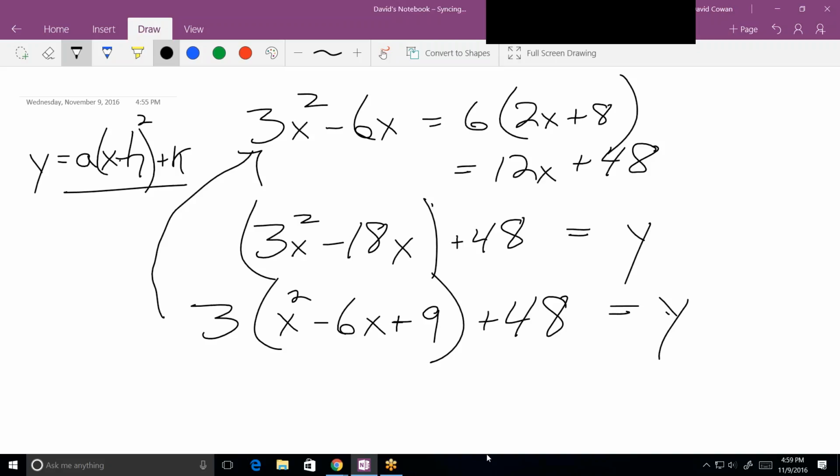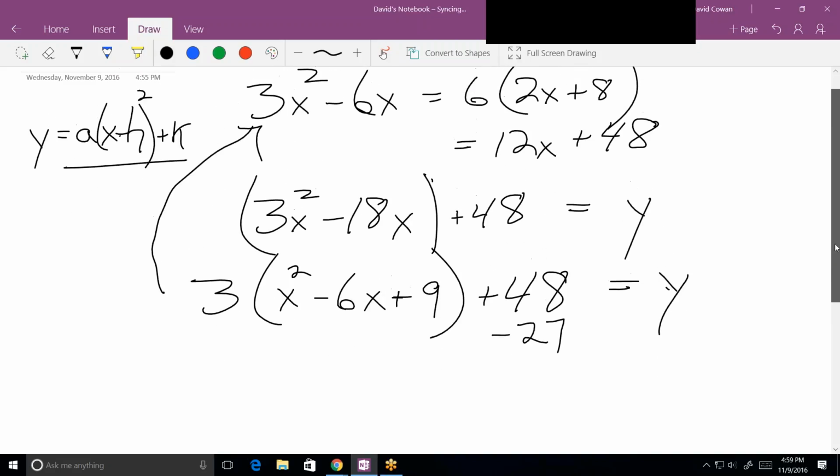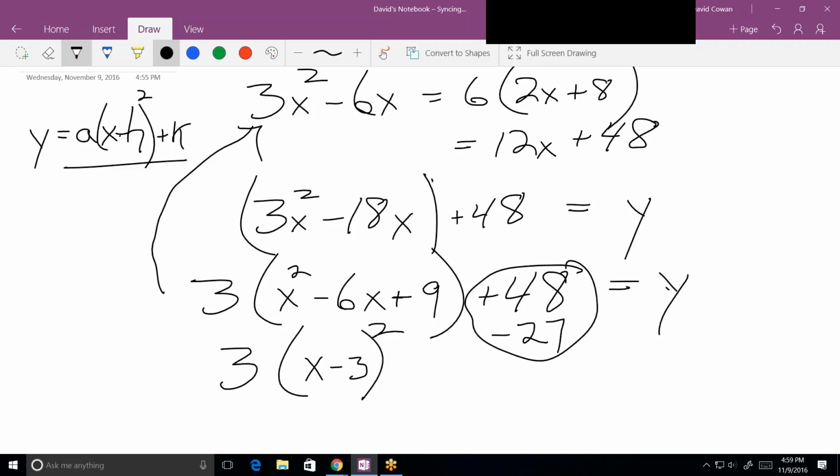Well, how much did I just add to the equation when I wrote a 9? 27. So I've got to subtract 27 from the same side. Now it's exactly the same as what I started with. In other words, as long as I'm balancing on the same side of the equation, I've got to do the opposite of what I started with. Well, the fact that I completed the square now allows me to write this as a x minus 3 quantity squared. Combine those two numbers and you get plus 21.